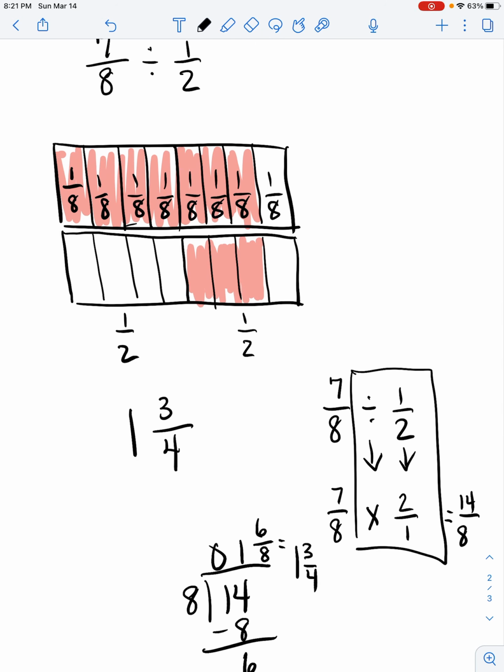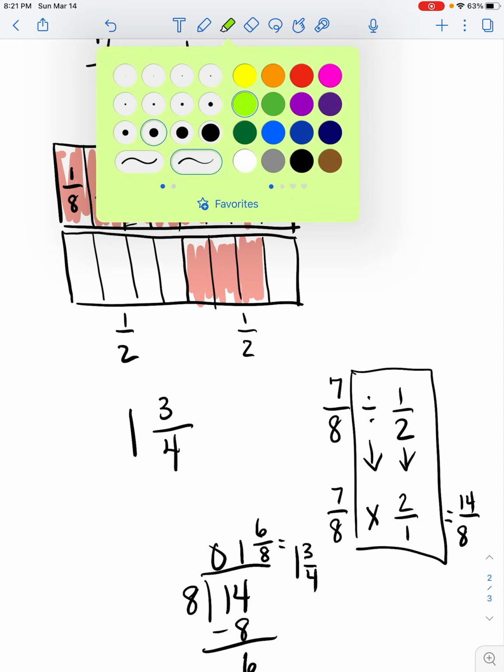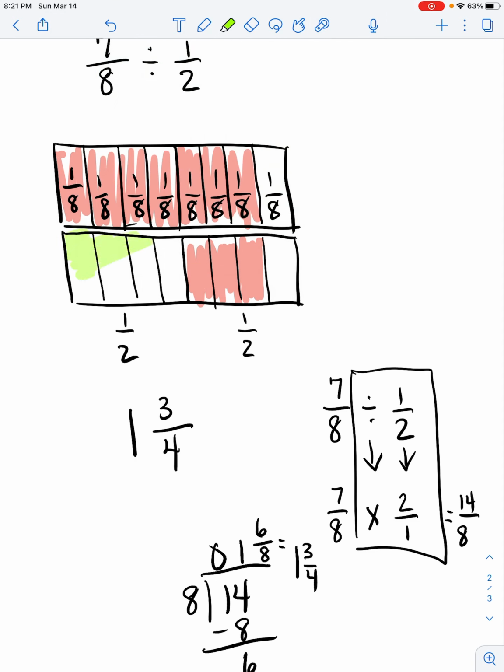So again, let's do a different color. We have one whole group of 1/2, and then 3 out of the 4 pieces that it would take to make a whole group. And so we have 1 3/4. And that's the interesting twist on attempting to model fraction division when there is a remainder.